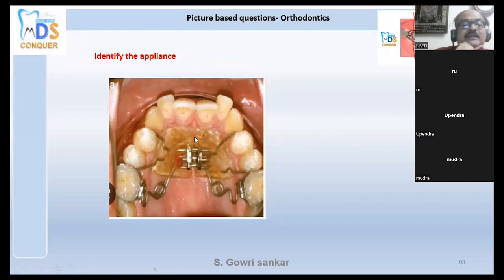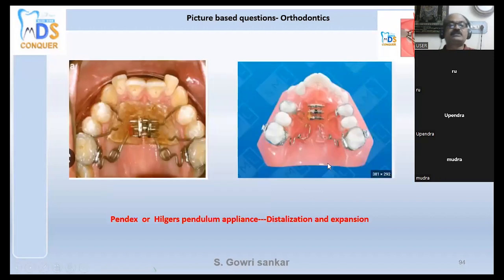What is this? What things can you see here? You can see a Nance palatal button. You can see an expansion screw. You can see an appliance. So our friends are waiting. Many of them answered it. It is a pendex. Can you name another name for it? It is one of the appliances that is used for expansion as well as distalization. So it is called Hilgers pendulum appliance. Yes, good job. It is called Hilgers pendulum appliance.